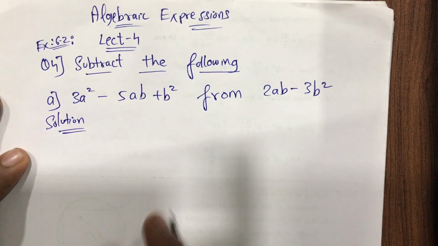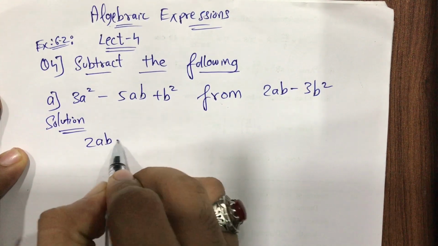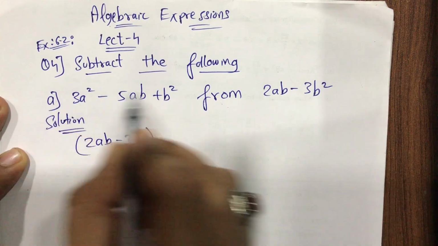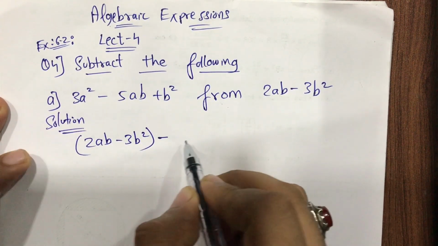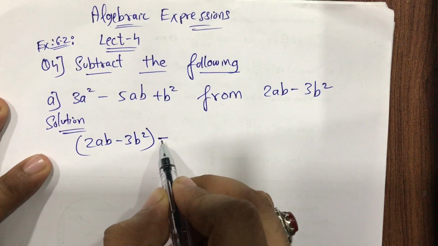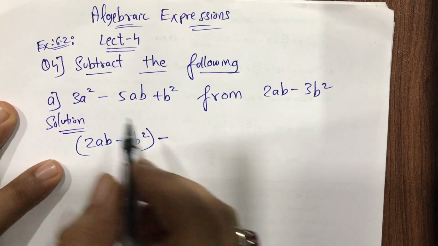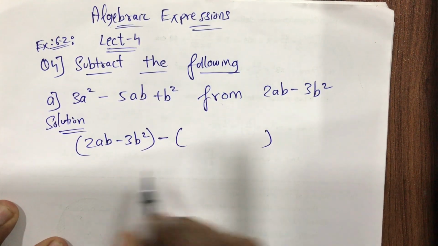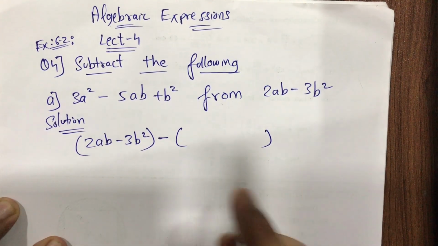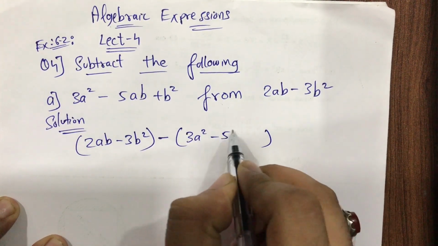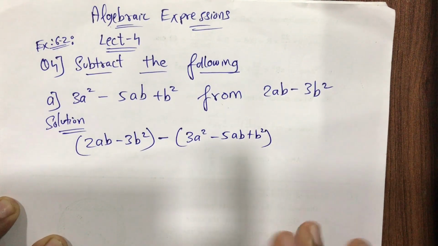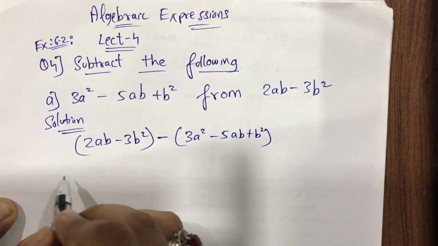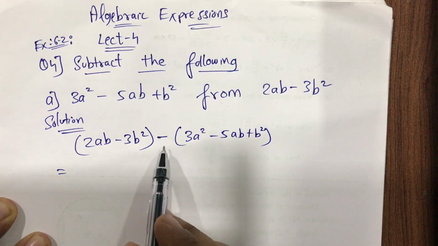First I'll write this 2ab minus 3b square. From this I need to subtract this bigger polynomial, minus, because it's a subtraction, so we need to put a minus sign. Whenever we have a minus sign before any expression, we need to put brackets, because it will change the entire polynomial's sign. So this will become 3a square minus 5ab plus b square, in brackets. Now in the next step, I'll just open up the brackets.